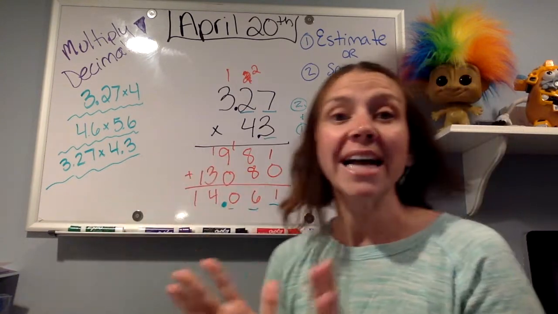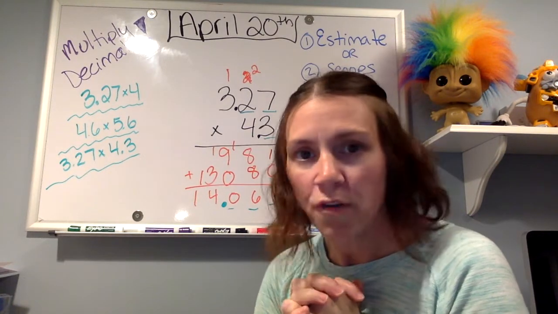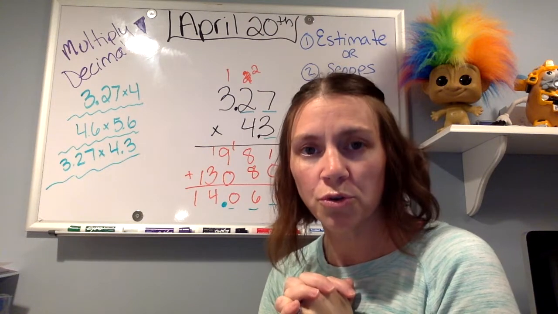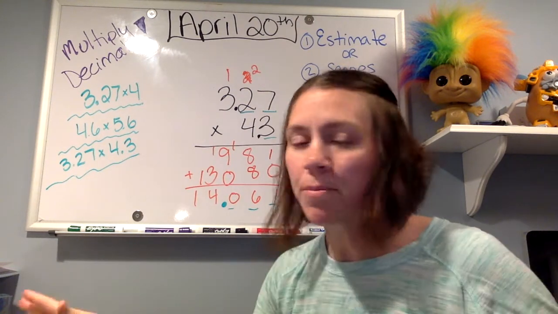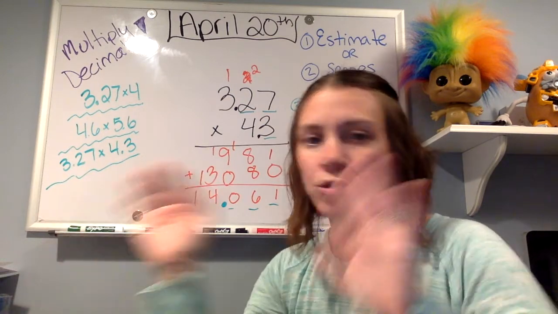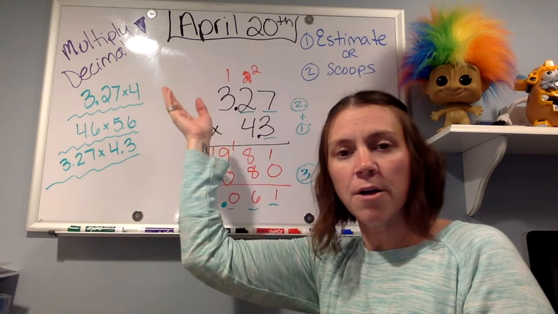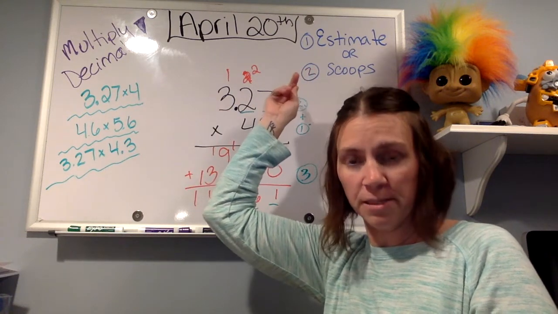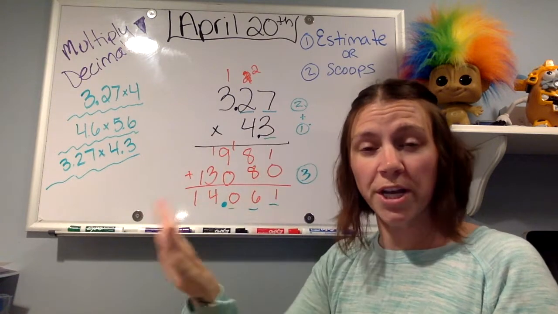Okay? That's multiplying decimals, guys. That's it. So you already learned how to do this because you know how to multiply. Multiply like normal. There's no decimal. Just do the multiplication. Then you decide, do you like to estimate? Then estimate. And then figure out where to put your decimal. Do you want to do the scoops? Do you want to count?